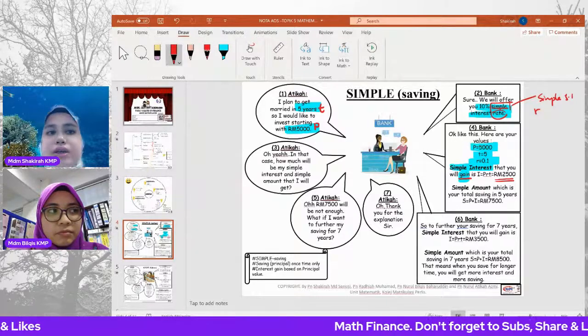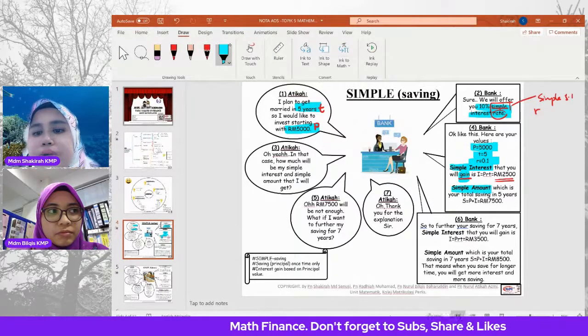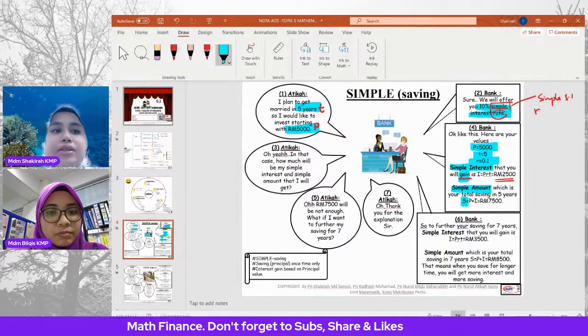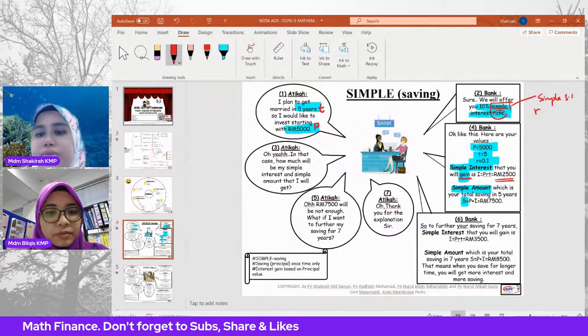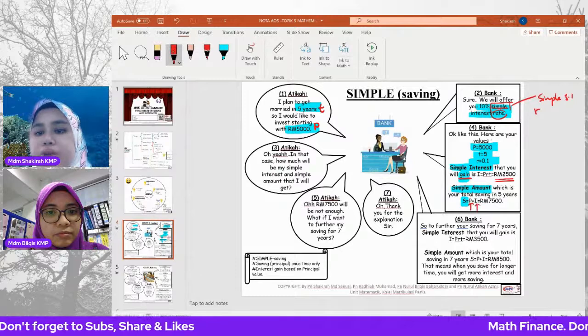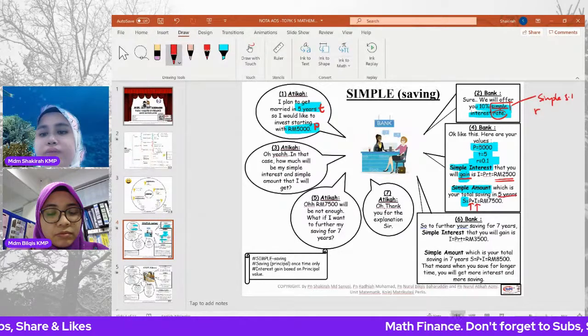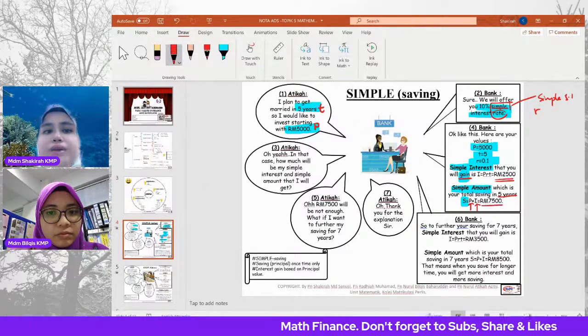Okay, next one adalah you punya simple amount. Simple amount adalah you punya S. So, in order for you to find your total money is take your P plus your I. Okay, in 5 years, you will get 7,500.